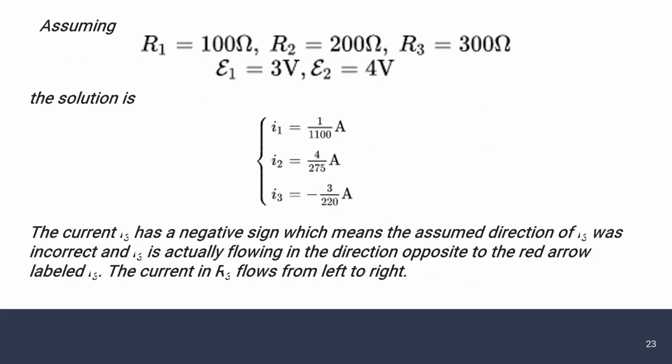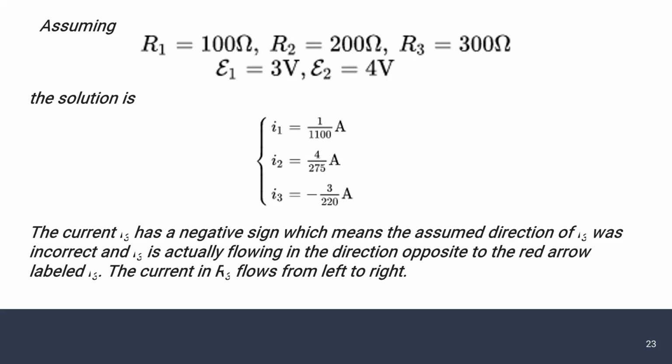Assume that R1 is 100 ohms, R2 is 200 ohms, R3 is 300 ohms, E1 is 3 V and E2 is 4 V. The solution is I1 equals 1 by 1100 amperes, I2 equals 1 by 275 amperes, and I3 equals minus 3 by 220 amperes. The current I3 has a negative sign, which means the assumed direction of I3 was incorrect and I3 is actually flowing in the direction opposite to the red arrow. This current I3 is flowing left to right through R3.